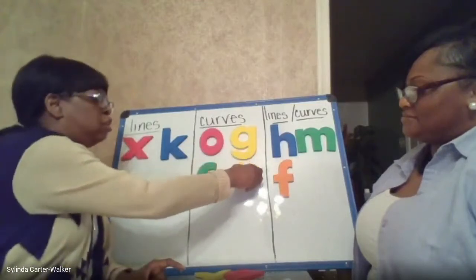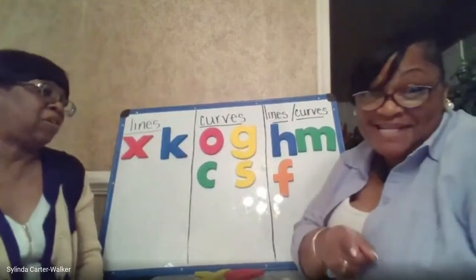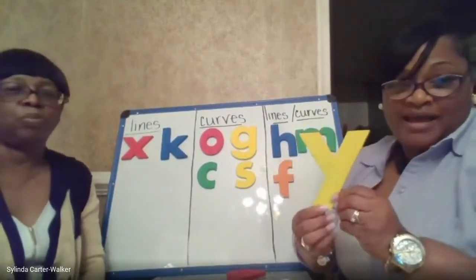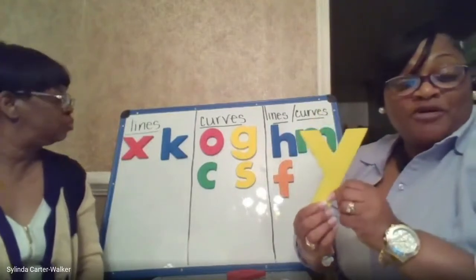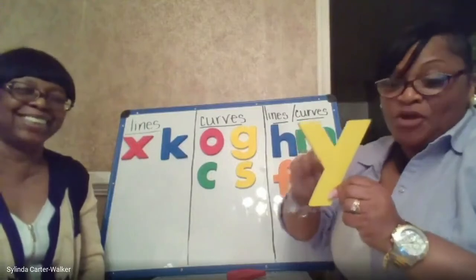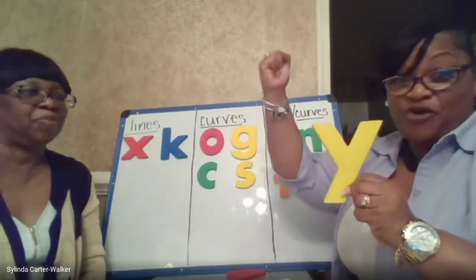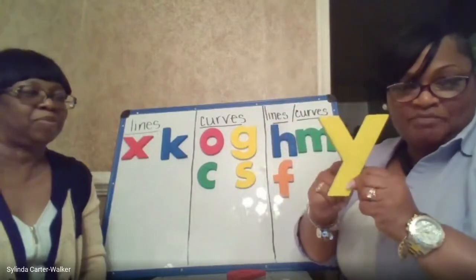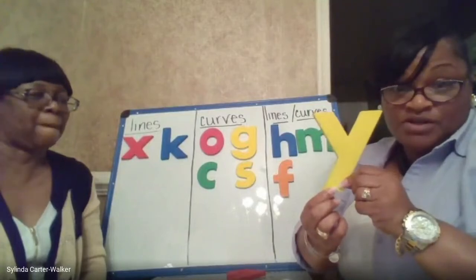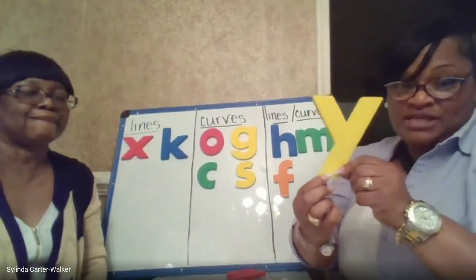Let's turn it around a little bit. Yes. And our last letter is the letter Y for the word yes. This is our last letter. Y has the sound /y/, like I said, for yes, Y. If you look at it, do you see any curves? Do you see any lines? Or do you see lines and curves?